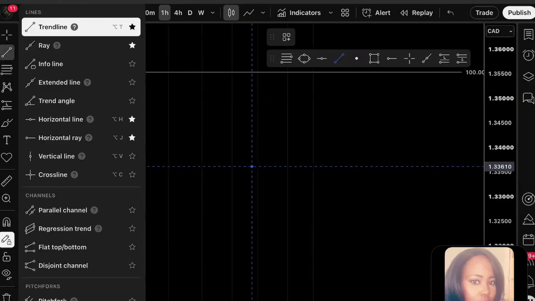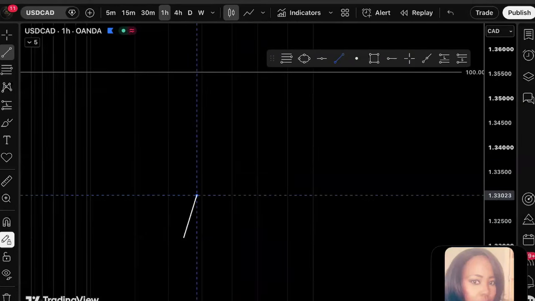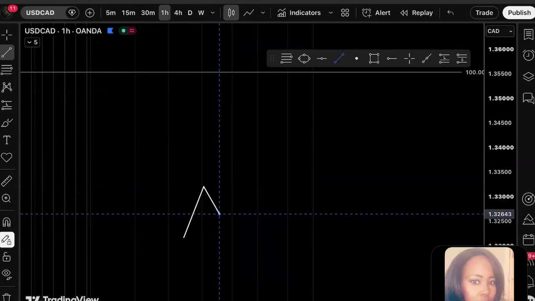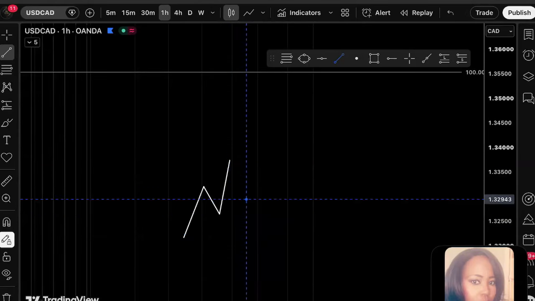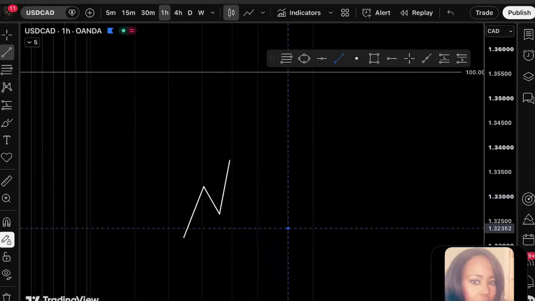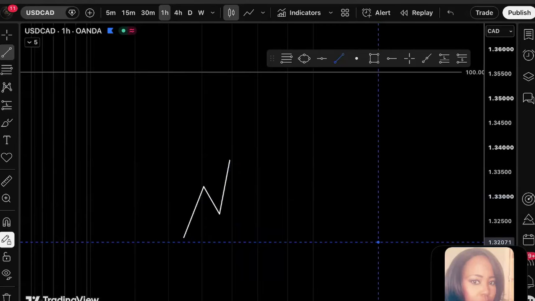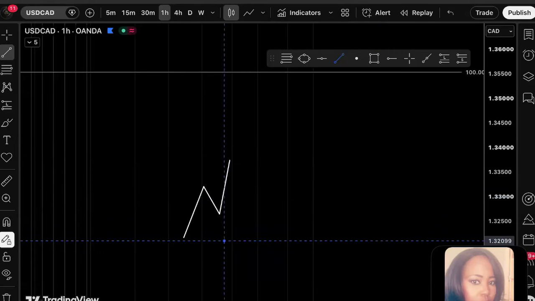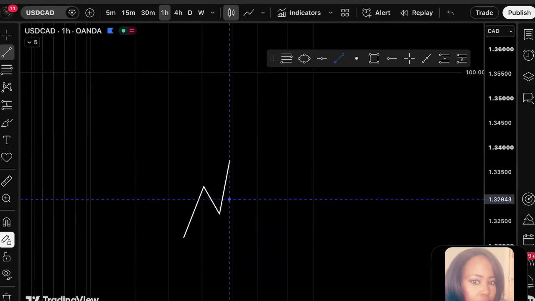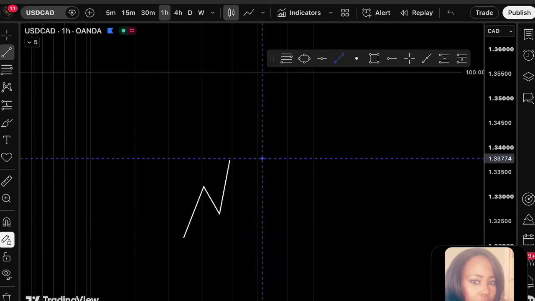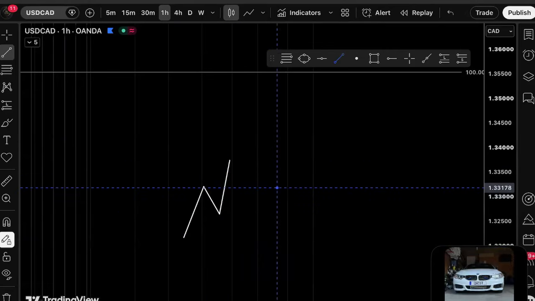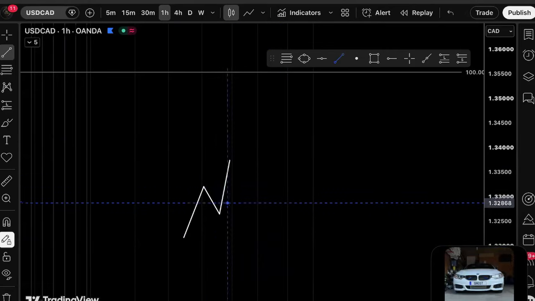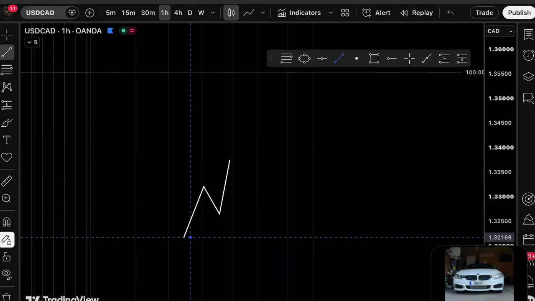Trend, can I get someone to tell me what type of trend this is? I draw this little structure. Someone tell me what type of trend this looks like we're currently in from this little structure that I drew. Uptrend. Perfect. So in an uptrend, what type of lows and highs do we get?